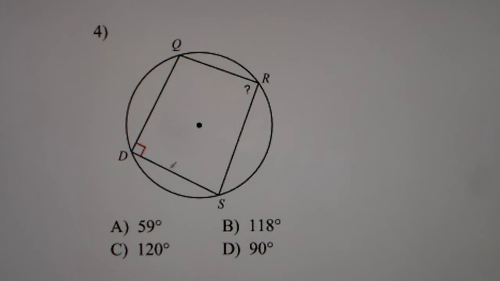Alright, so let's look at number 4. Angle D is 90 degrees. Our goal is to find that opposite angle. Since we know these opposite angles of a polygon, a four-sided figure, always add up to exactly 180 degrees, we have our missing x plus the given 90 degrees is equal to 180. We then subtract 90 from both sides, and we get x equals 90.